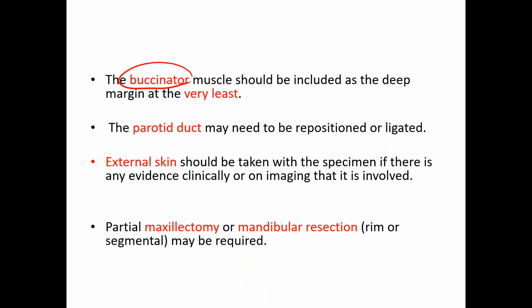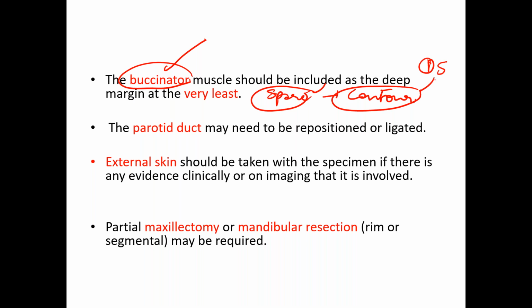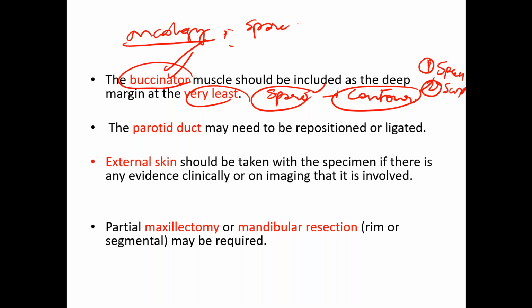The buccinator muscle is a component of the cheek. So you try to spare the buccinator as much as possible because otherwise the contour of the cheek is lost. When the contour of the cheek is lost, you will have difficulty in speech and swallowing. So better spare the buccinator if possible. Whenever in oncology surgery, if possible, spare the structure. For example, if it is invaded by cancer, remove the structure.